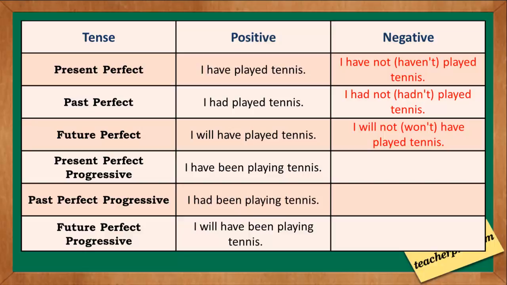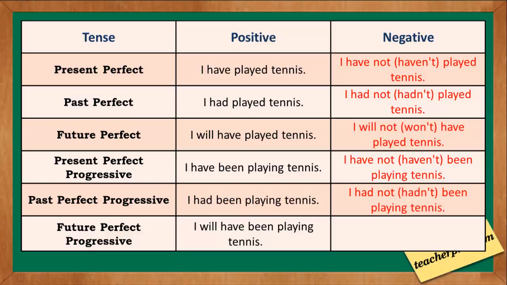Present perfect progressive. I have been playing tennis. Its negative is I have not or haven't been playing tennis. Past perfect progressive. I had been playing tennis. Its negative is I had not or hadn't been playing tennis.